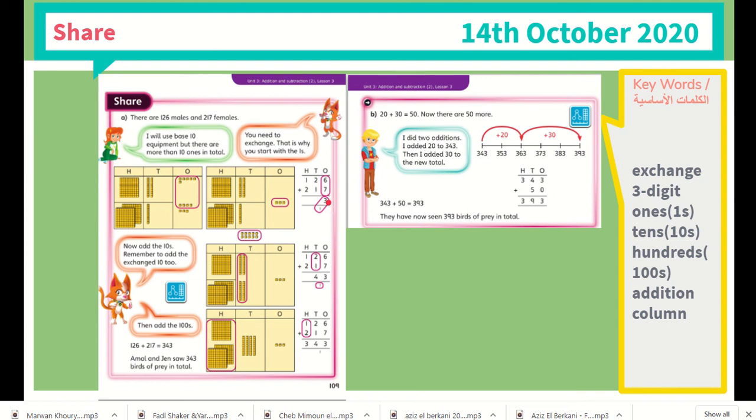Why? Because I have exchanged 10 ones with 1 ten. Okay, and the leftover is 3. Now, you can carry the tens over here, over the 2, on the tens column. So 2 plus 1, the extra 10 that we have, 3 plus 1, 4. Now 1 plus 2 is 3, so 343. That is the correct answer.